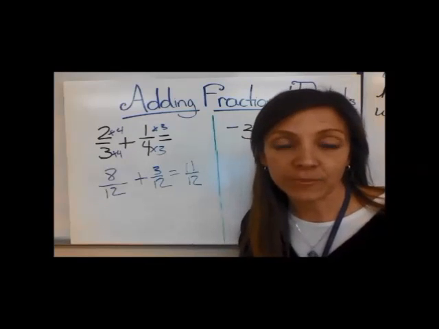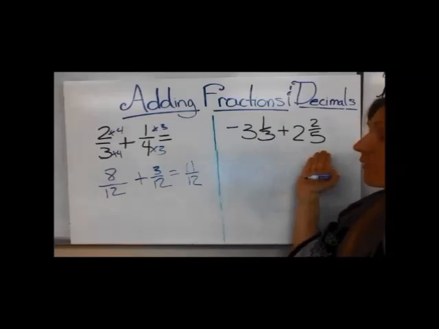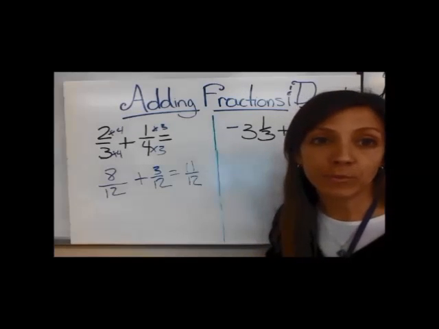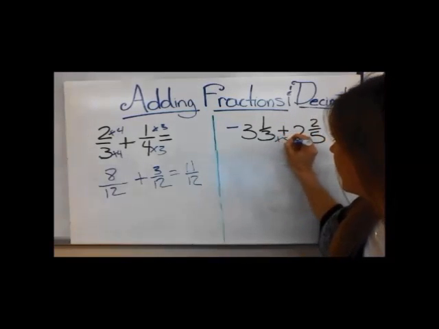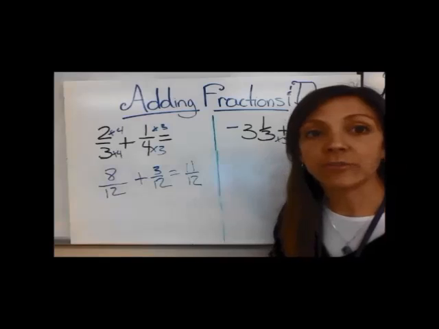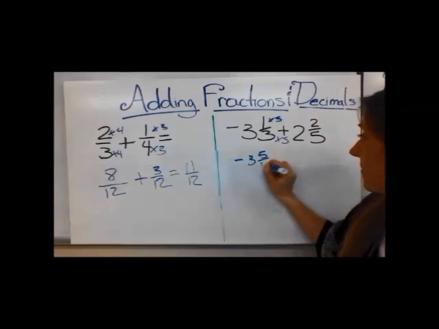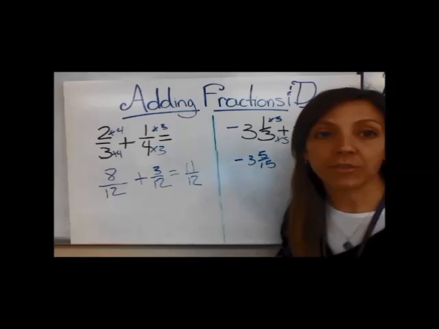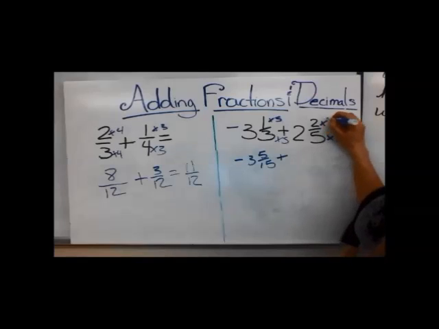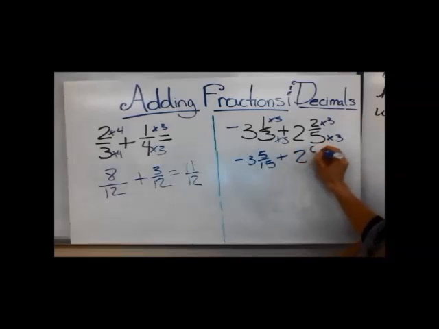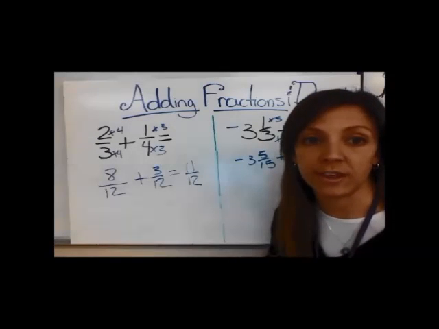Okay, let's take a look at our two mixed numbers. -3 1/3 plus 2 2/5. I have a 3 and a 5 as my denominator, and the least common multiple is 15. To change 3 into 15, I have to multiply by 5. Whatever I do to my denominator, I do to my numerator. My new fraction is -3 and 5/15. I'm going to multiply my 5 times 3 and my 2 times 3. And my new fraction is 2 6/15.